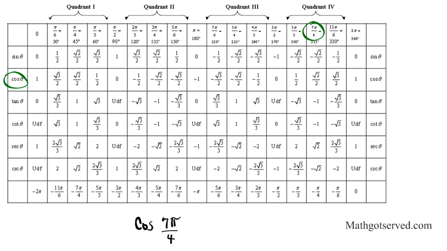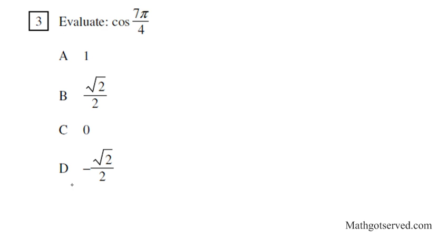Where do they meet? You can put one finger on the angle and go down, and one finger on the trig function and go to the right. Where do they intersect? They intersect at root 2 over 2. So wherever the angle and the trig function intersect, that's the value. So cosine 7 pi over 4, which is the same thing as 315 degrees, is equal to root 2 over 2. Alright, so our answer is option B.